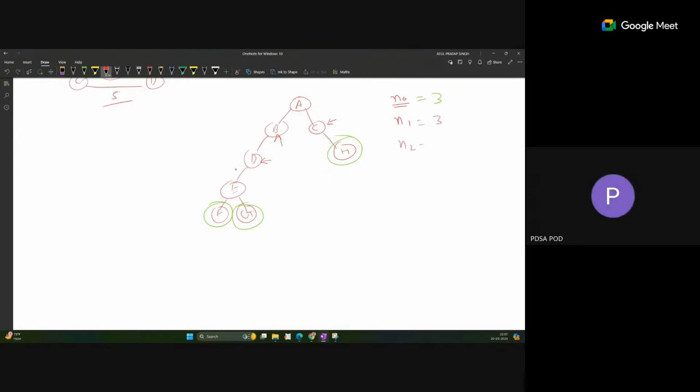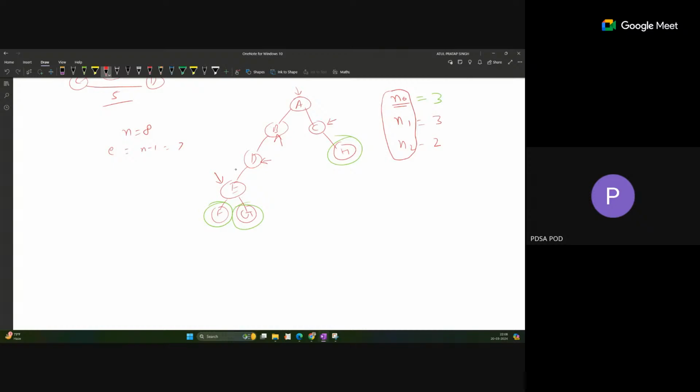N2 is the nodes which have 2 children. So this is the one and this is the one. Correct? So the number is 2. Now this is the number of nodes. If our graph contains a total number of vertices A, B, C, 3, 4, 5, 6, 7, 8, so N equals 8. The number of edges in this tree will definitely be N minus 1, that means 7. This is a tree, so edges will be 1 less than N.